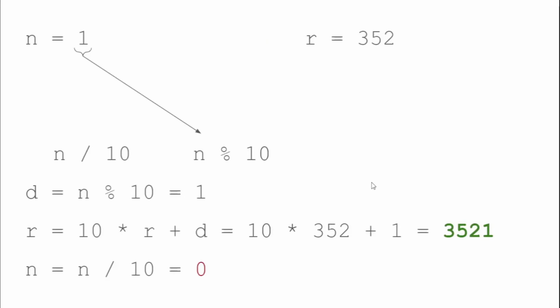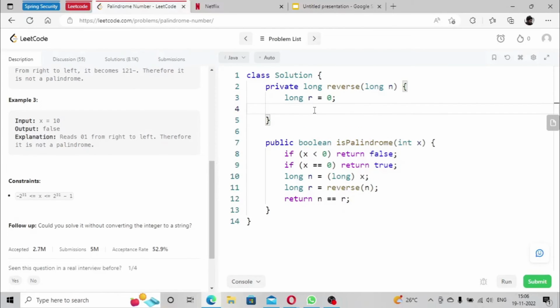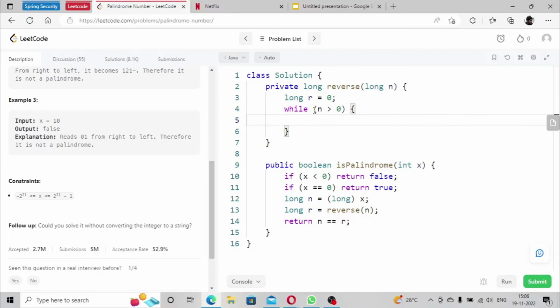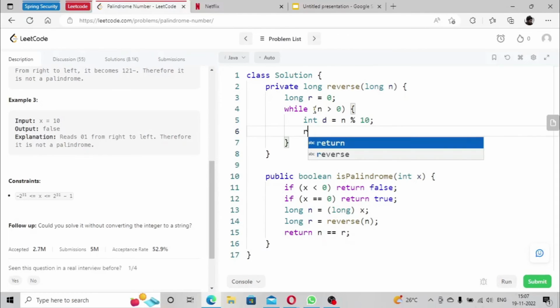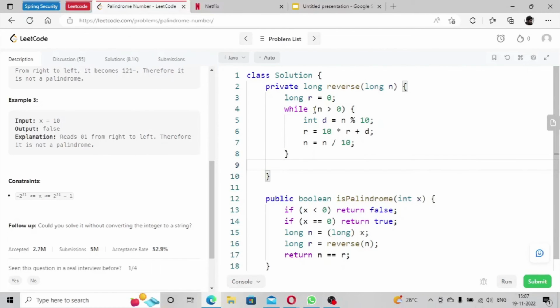Now let's see how to write code for the reverse function. Initially I will have r as 0, and while n is greater than 0, the digit d will be n mod 10, and r will be 10 times r plus d, and n will be n divided by 10. Now we will keep dividing n by 10, n will become 0, then we will be out of the while loop, and then we can return r.